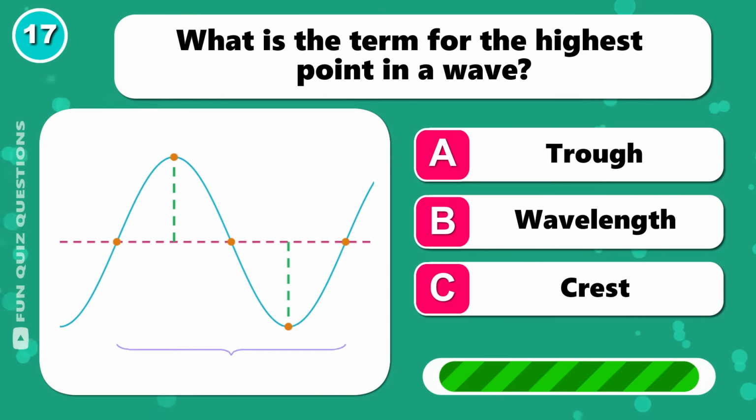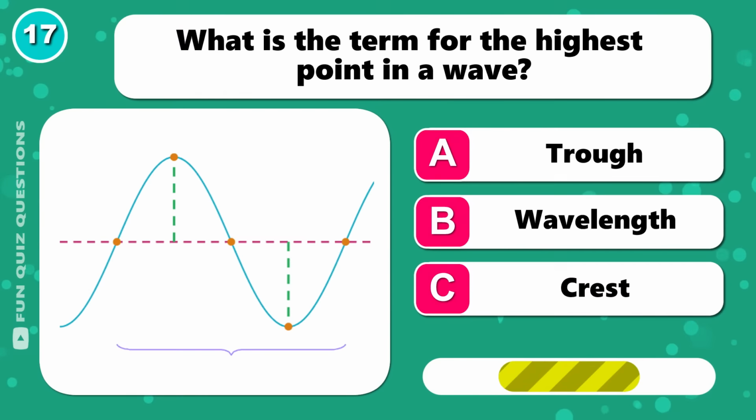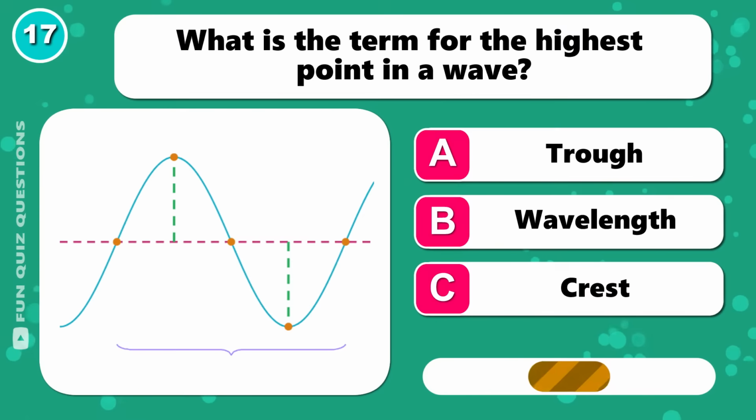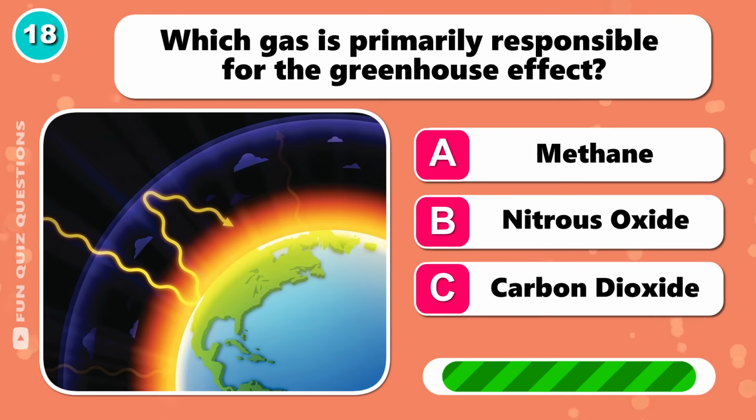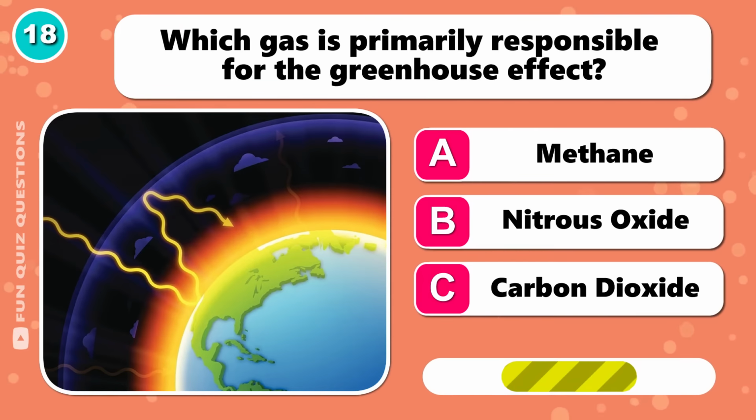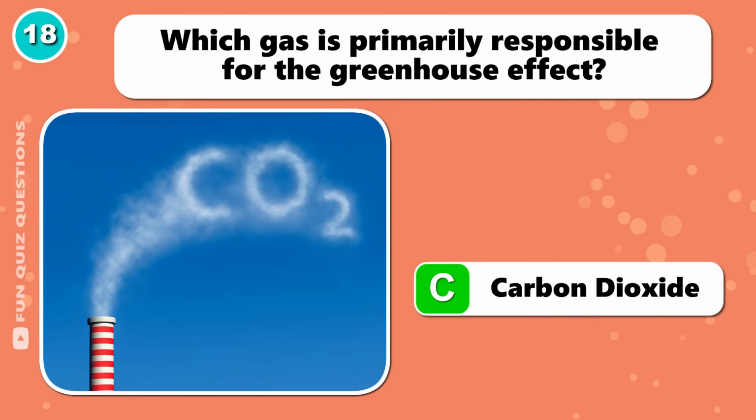What is the term for the highest point in a wave? Yeah, it's C, crest. Which gas is primarily responsible for the greenhouse effect? It's C, carbon dioxide.